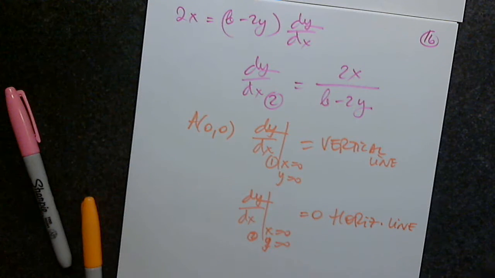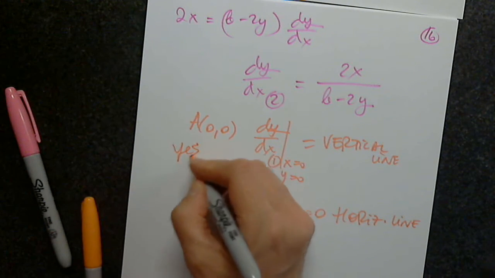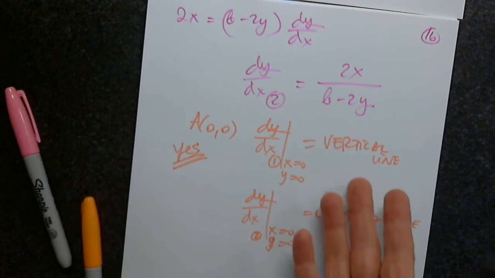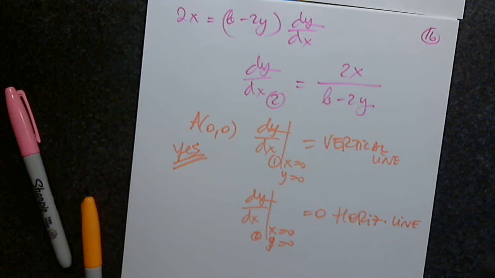So a horizontal line and a vertical line, are they perpendicular at point A? Yeah, the vertical line and the horizontal line are always perpendicular, right? So at A, the condition is fulfilled. Yes, because this is a vertical line and this is a horizontal line. This has a slope that is undefined, and this has a slope that is 0. So therefore, at point A, the two curves are orthogonal trajectories.